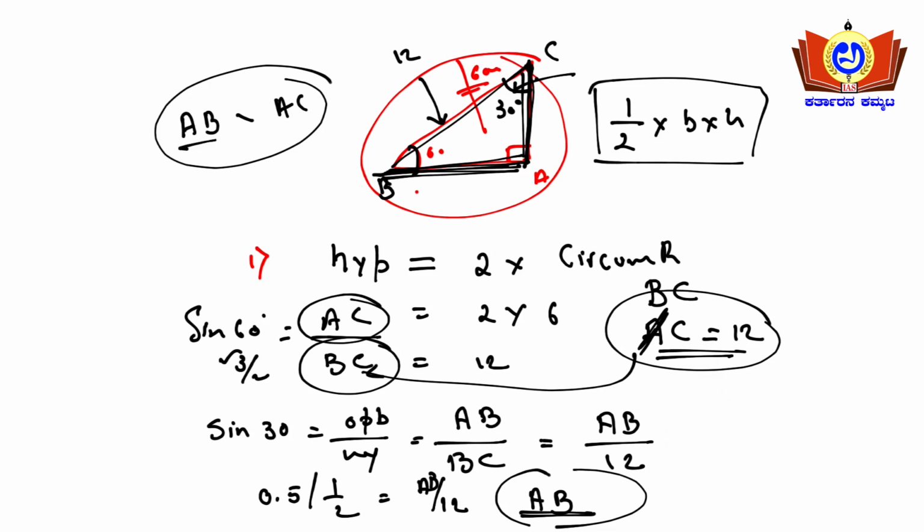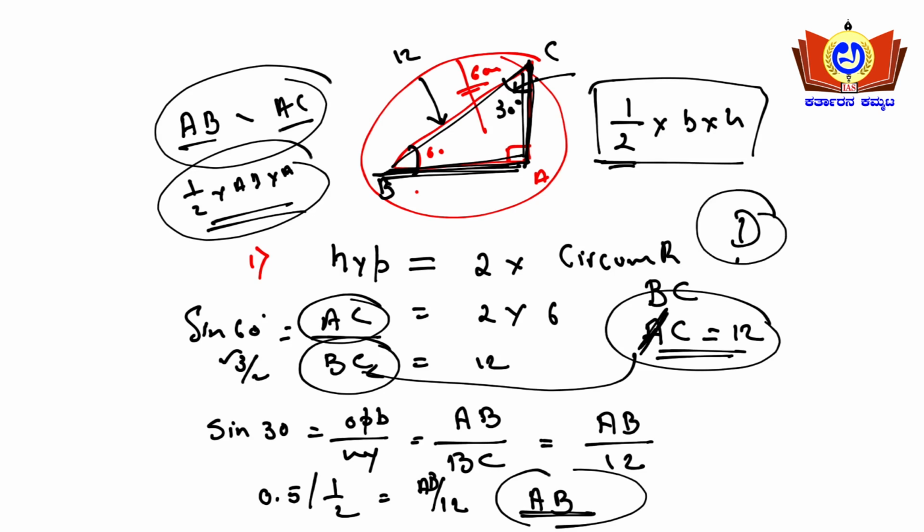So AB and AC with both statements we got here, hence the area of the triangle will be half into AB into AC here, half base into height. Then only we are able to find the area of the triangle here. So the correct answer will be D. The data in both the statements 1 and 2 together is necessary to answer the question, hence the option will be D here. So moving on to the next question.